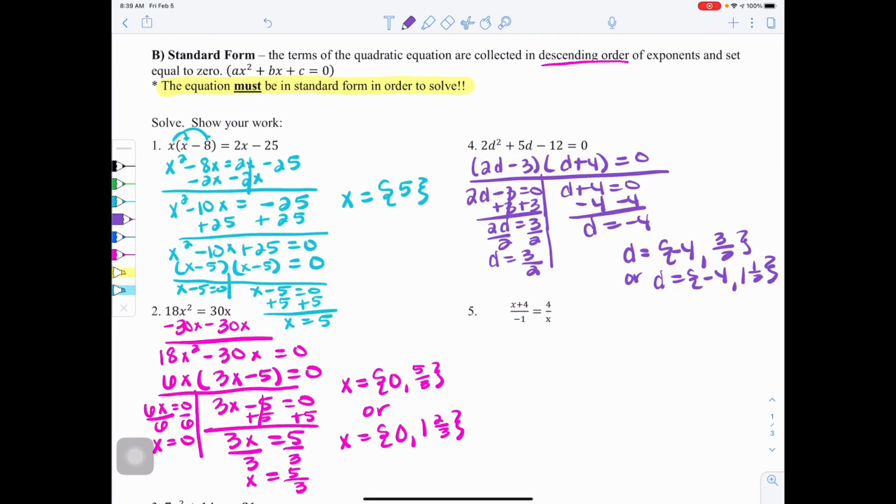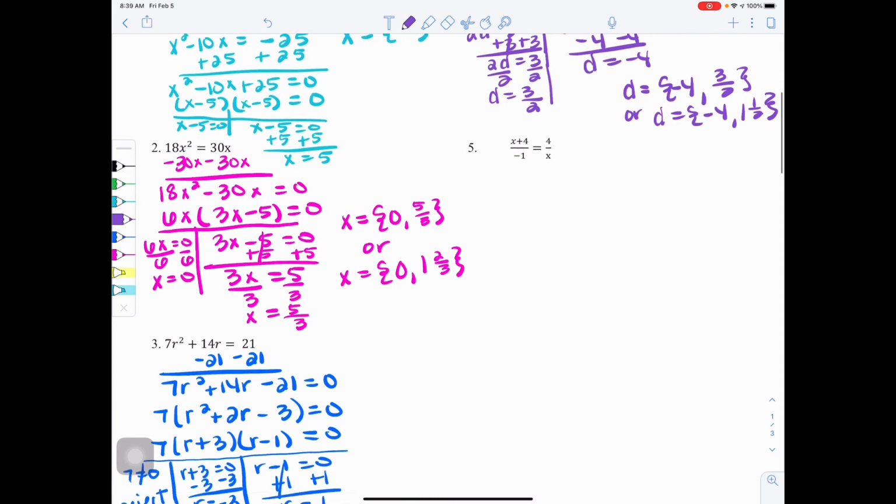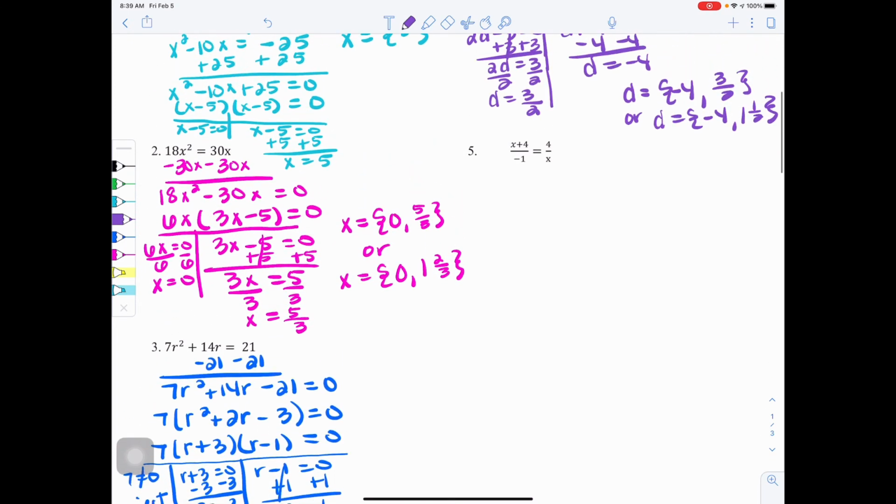Okay, moving on to number 5. We have x plus 4 over -1 equals 4 over x. So this is the first one that we're actually going to be using a proportion type of setup. So we want to do a cross multiplication. So we're going to first take this binomial, x plus 4, and put it in parentheses.